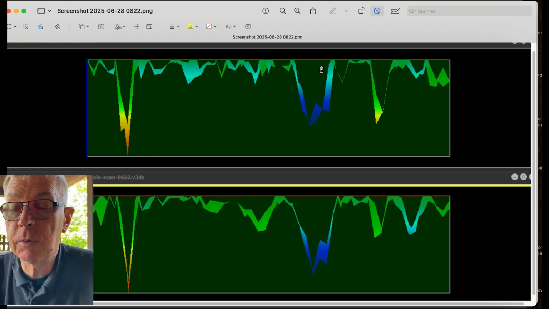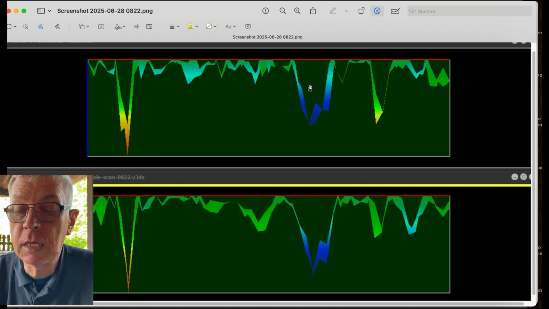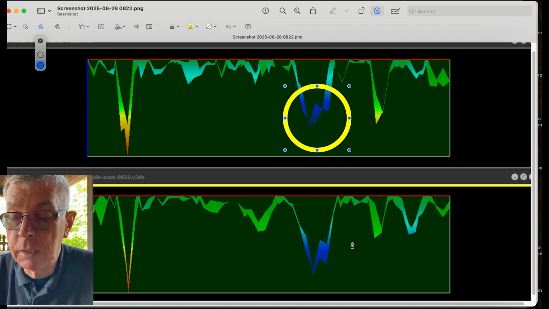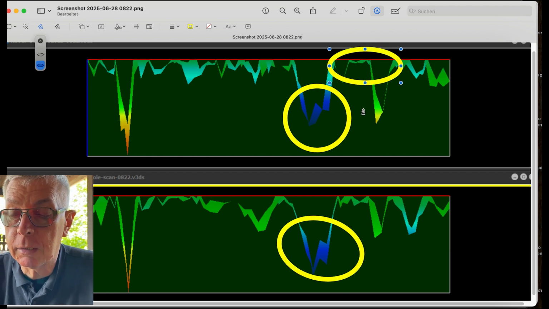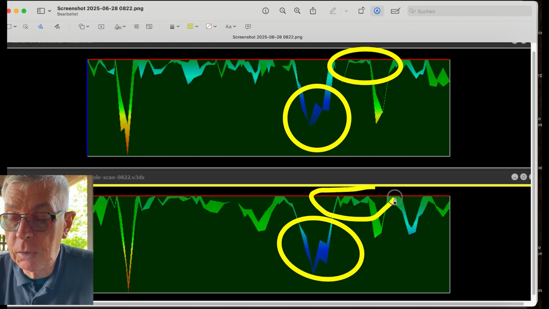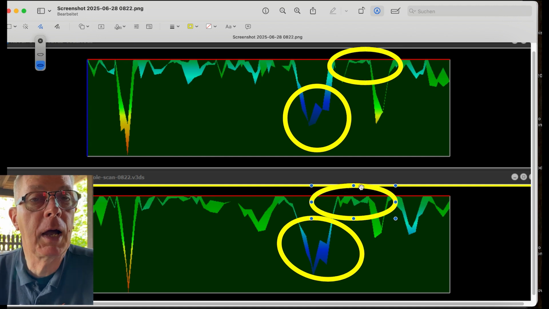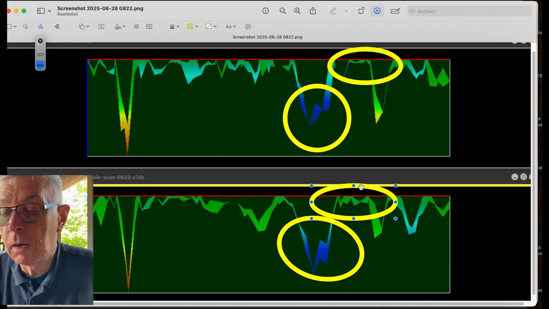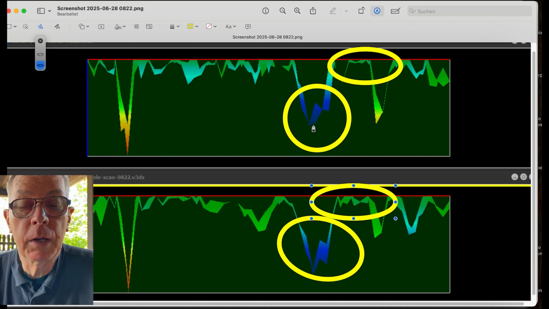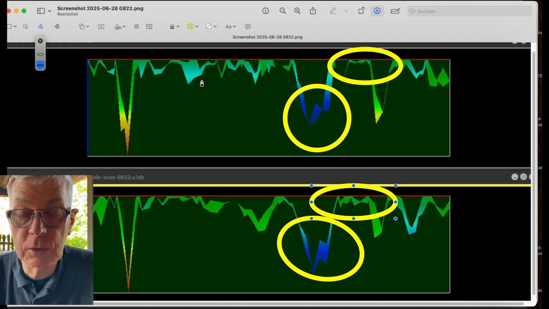I do have a request. I would like to see this one area over here, and I would like this area here repeated, please, including this area up here. These are two areas where I'm finding something of interest. I would be interested in seeing this, and I'd like to see it repeated. We can call this 822 further scan.